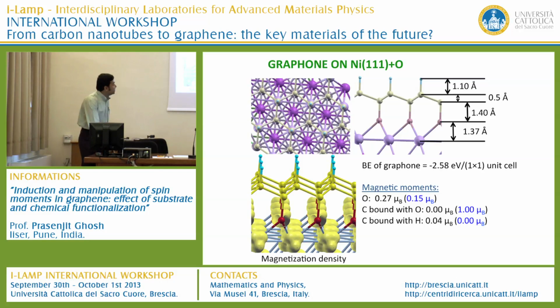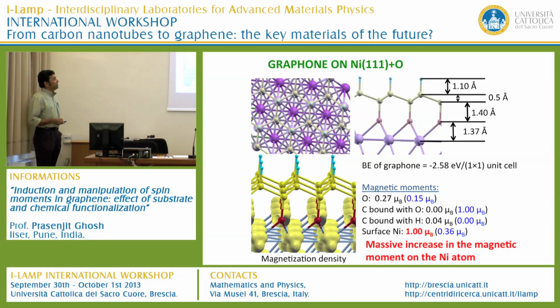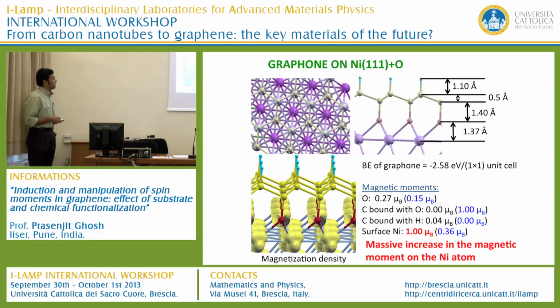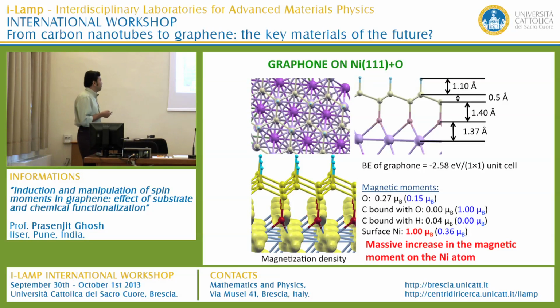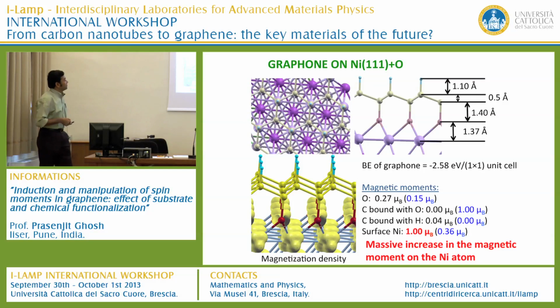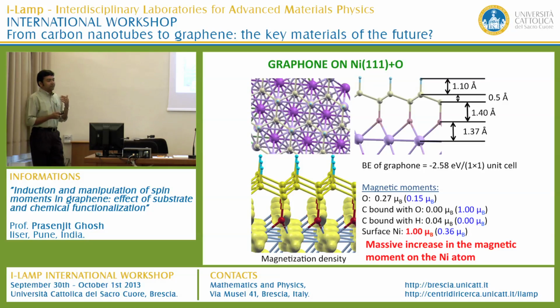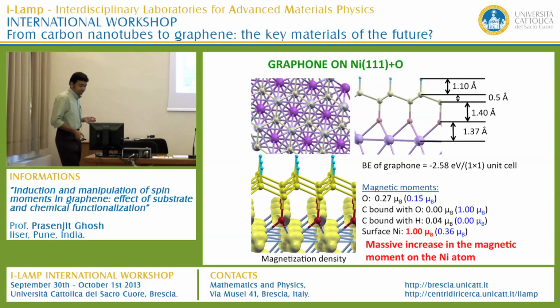So there is a slight increase in the magnetic moment on the oxygen atoms, and the carbon atoms more or less are completely destroyed. But what is surprising is that when we look at the surface nickel atom, there is a huge enhancement in its magnetic moment. In the absence of the semi-hydrogenated graphene sheet, it was about 0.36 Bohr magneton, but when we hydrogenate the graphene sheet, it increases almost 3 times. This looked quite unusual and unexpected for us because in most cases, when a molecule binds to a magnetic substrate, the magnetic moment usually quenches. But here we see it in the reverse direction.